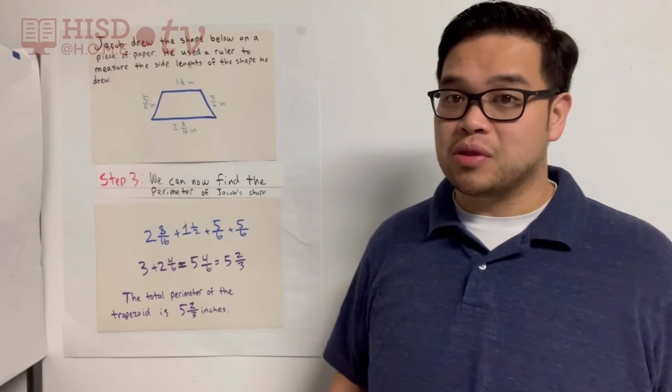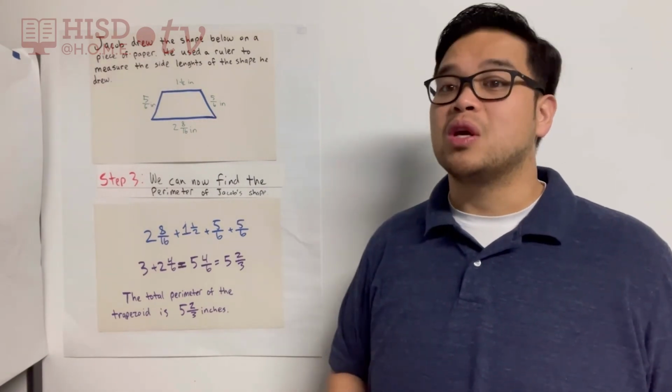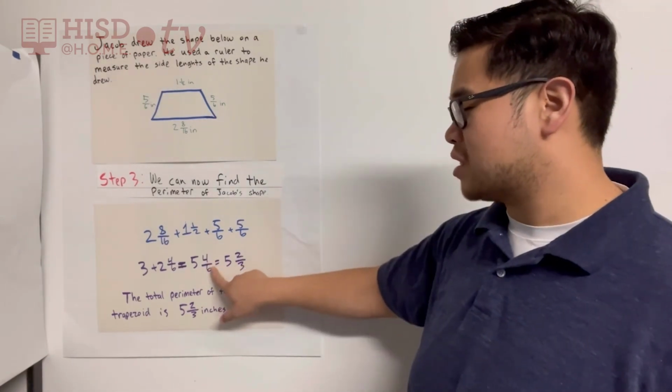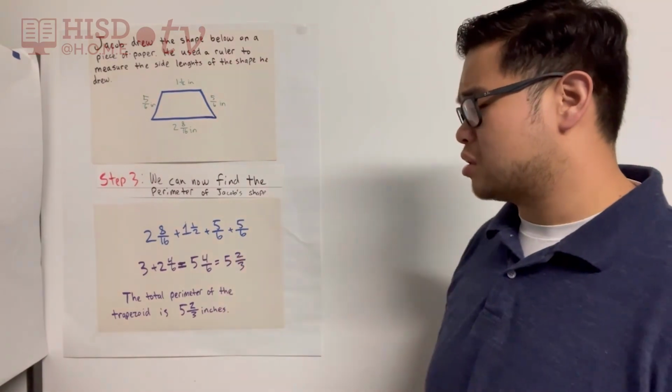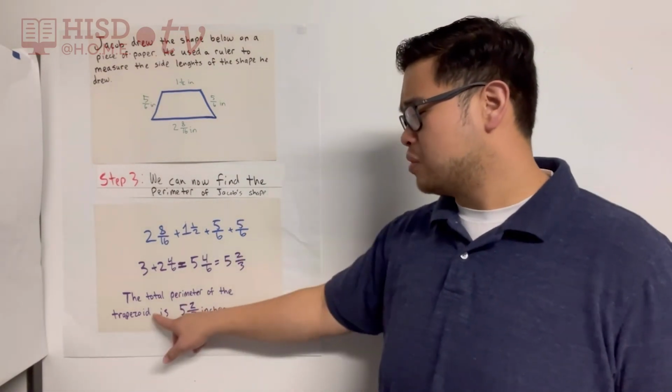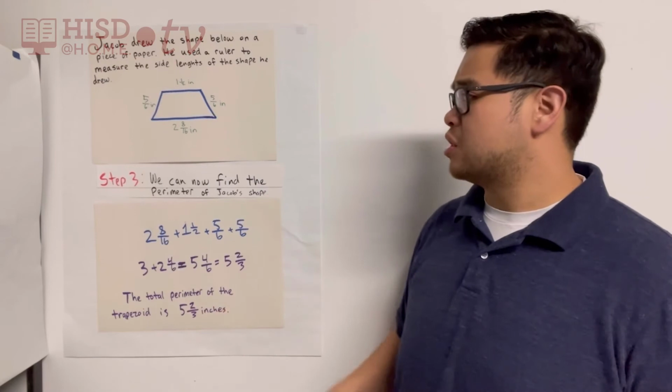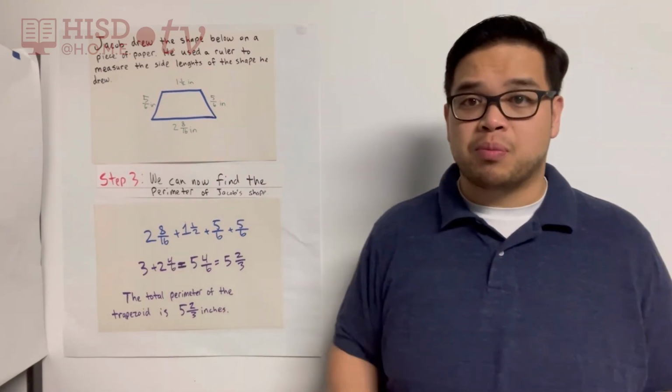But we can't stop there. Guess what we have to do? We have to simplify 4/6, which gives us 5 and 2/3. So the total perimeter of the trapezoid is 5 and 2/3 inches. And we've solved the problem.